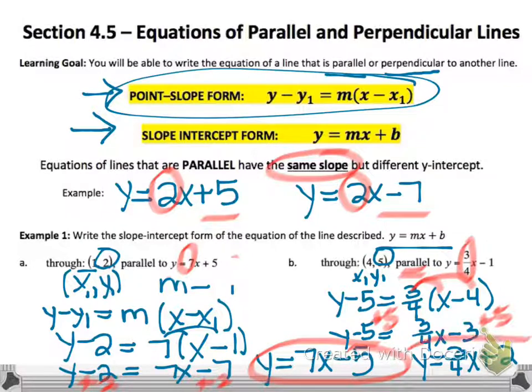So there's my new equation that's parallel to this one. This one has a slope of 3/4 and crosses at -1, and the one that I wrote has a slope of 3/4 that crosses at 2 instead. So they will be running just the same 3/4 slope, right? But one will cross down at -1 and one will cross on the y-axis at +2.